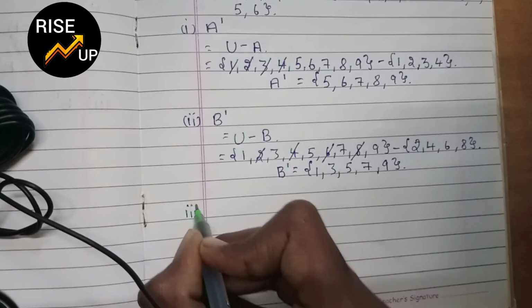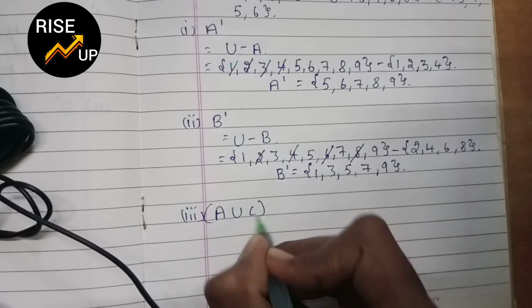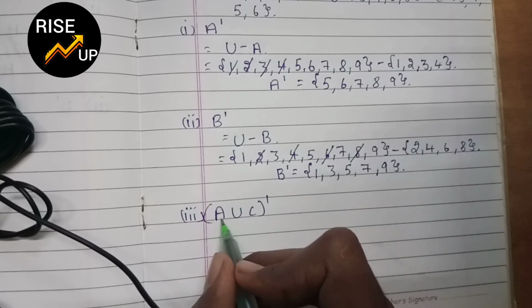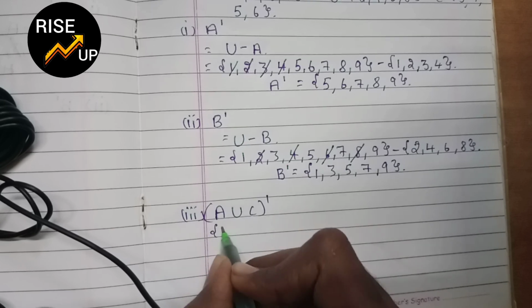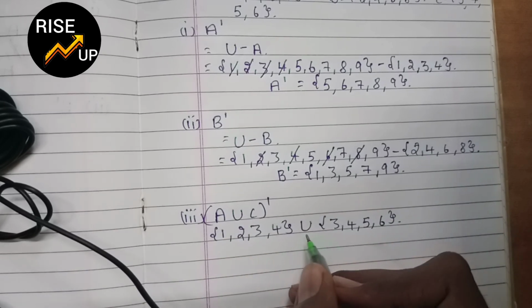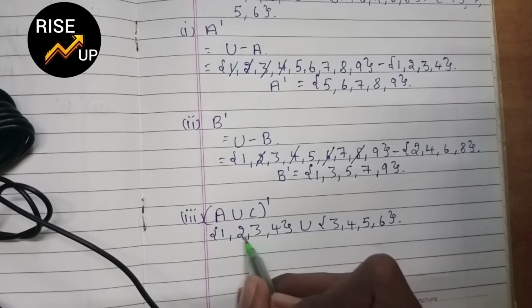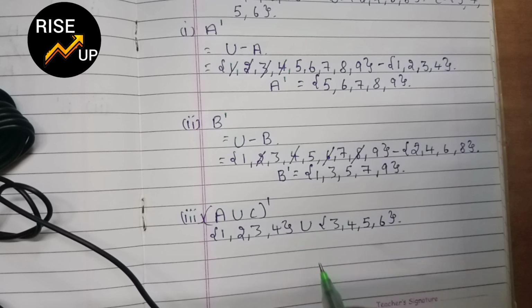Third sub question, (A union C) whole complement. First you should solve A union C. Write down the elements of set A and set C. Now do the union. How will we write the union of these two sets? Combine, write all the elements of both the sets. That is your answer for union.